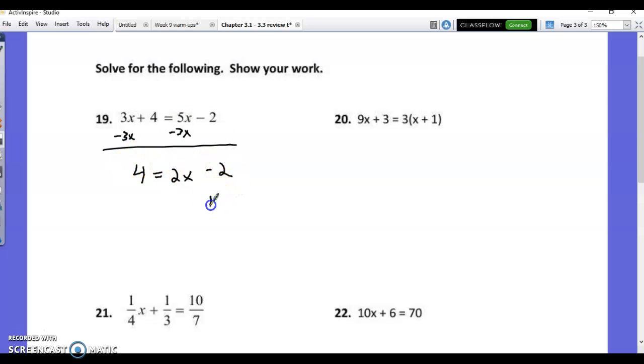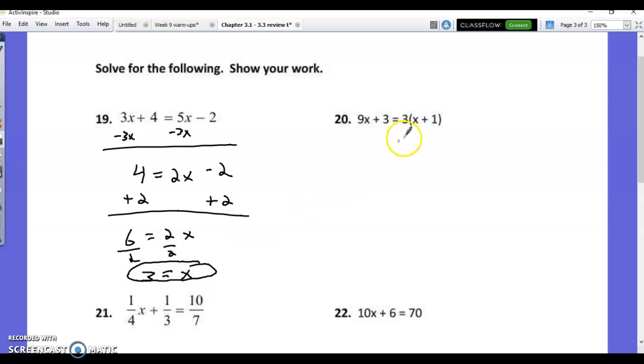Constants over here, so now I have to get rid of this negative 2 by adding. So that would be 6 equals 2x. Undo the 2x by dividing. x equals 3. Use your calculator on these guys.